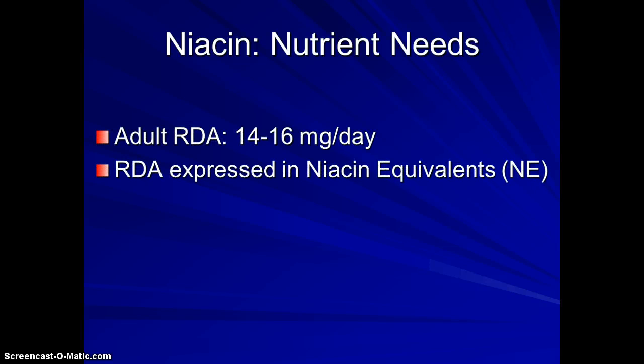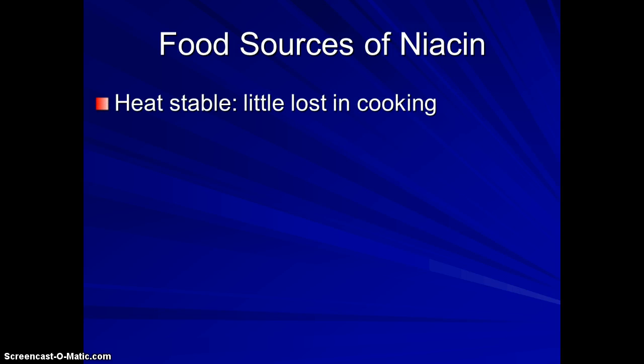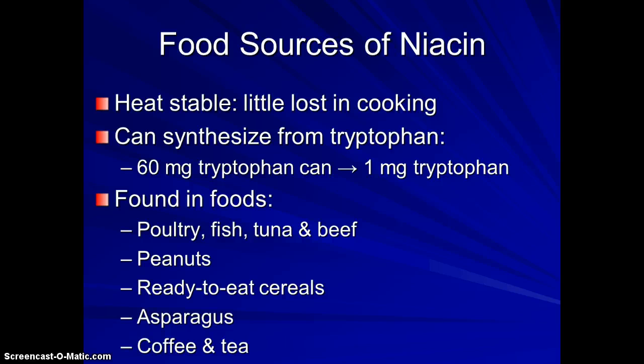How much do we need? A little bit more than B1 or B2, about 14 to 16 milligrams. Again, very small amounts though overall. And the average American doubles their intake, so we get plenty. Where do we get it? We also can get niacin from tryptophan, which is an amino acid. So foods that have protein tend to have niacin. Meat, fish, poultry, peanuts, asparagus, ready-to-eat cereals because it's added. And then actually coffee and tea are good sources of niacin.